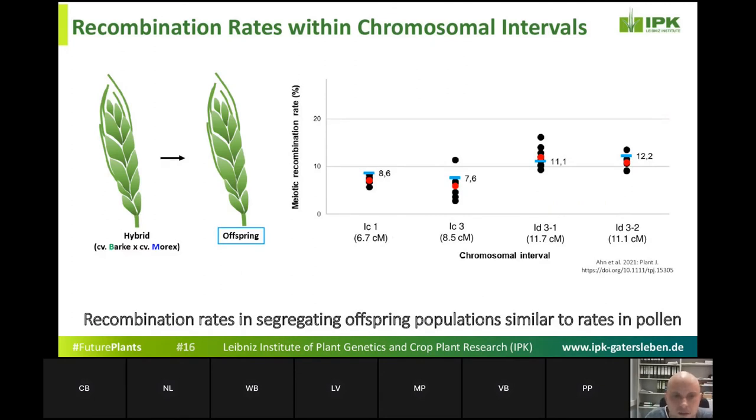And to further confirm this, we also analyzed recombination rates in the offspring population from the pollen-measured plants, which are depicted in the light blue bars. And you can nicely see that recombination rates in the segregating offspring population are similar to the rates that we measure in pollen.